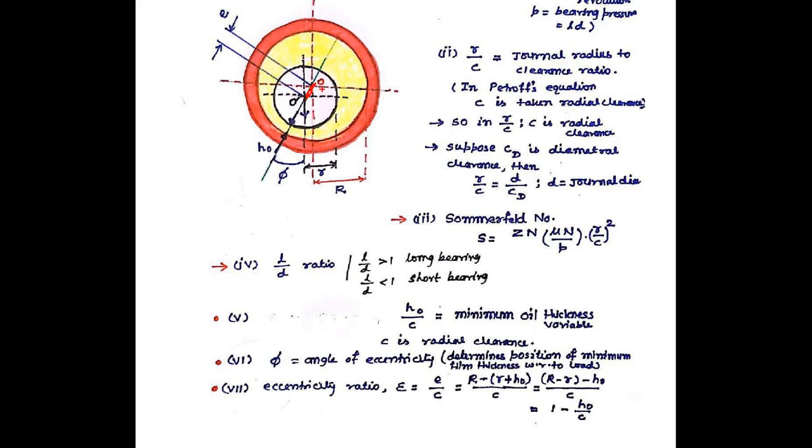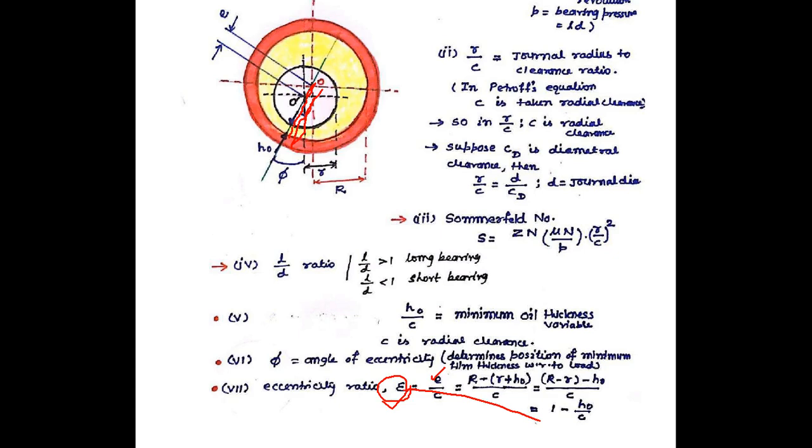E will be equal to, this is the total distance capital R, minus a small r, minus H0 gives the eccentricity E. So it is written R minus r minus H0. It is rearranged as C minus H0 upon C. So eccentricity ratio is nothing but 1 minus H0 upon C. Means if you know H0 upon C, we can directly know the eccentricity.